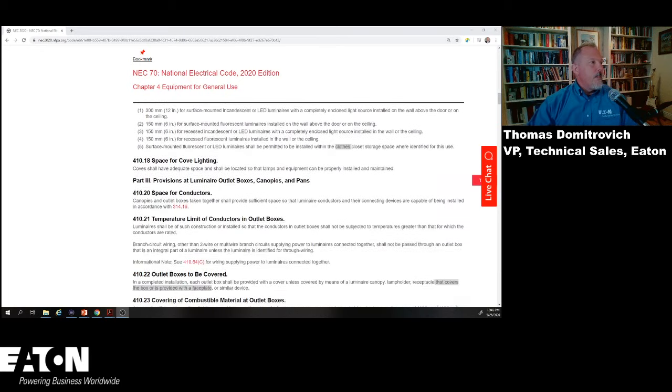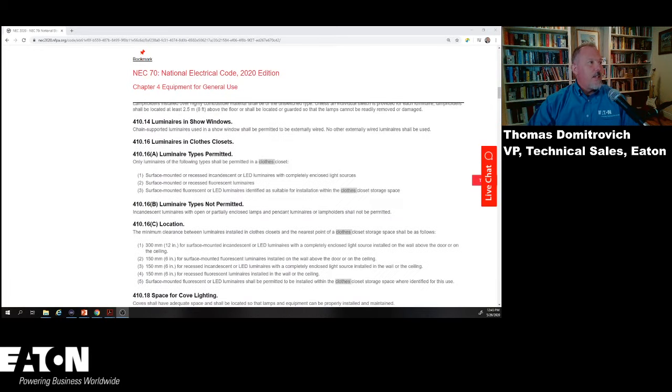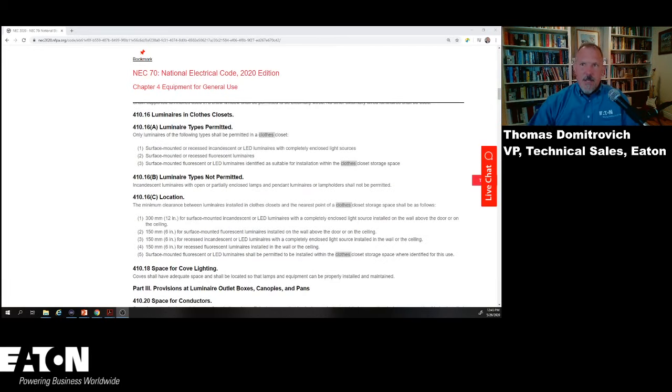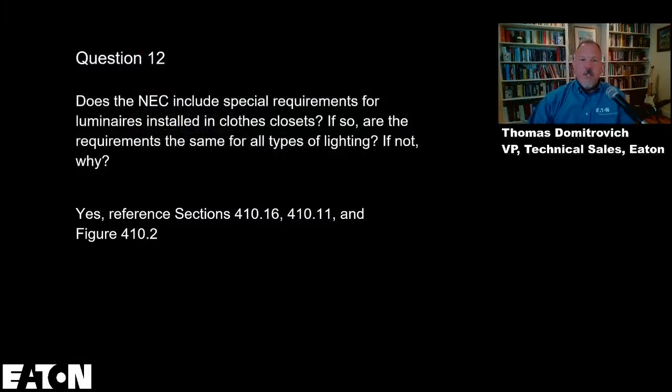So space for cove lighting is next. So in any case, let's get back to the question. And what was the question? Does the NEC include special requirements for luminaires installed in closed closets? I think the clear answer to that is yes. We reviewed 410.11, 410.16, and figure 410.2, plus the definition found in 410.2. Are the requirements the same for all types of lighting? We saw that it is not the same.